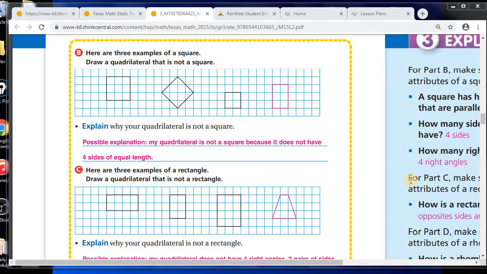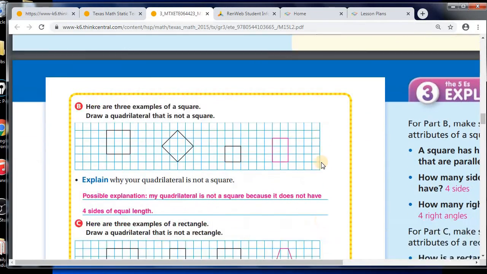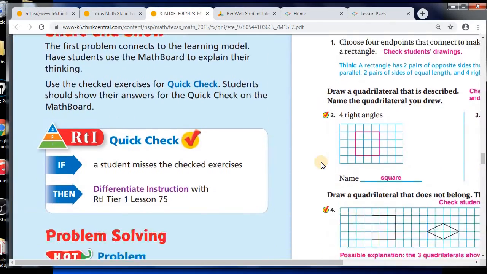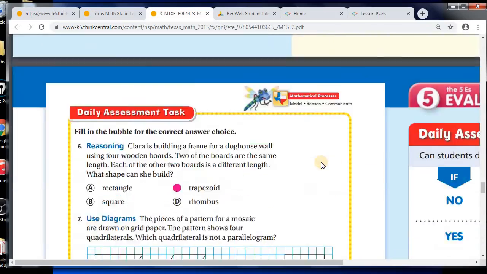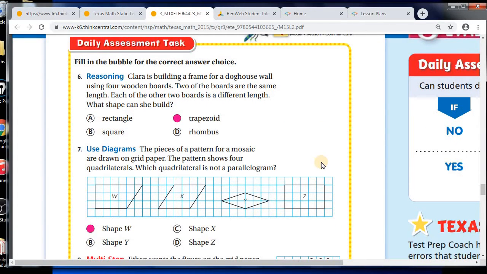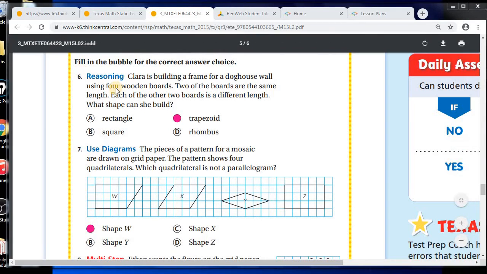Okay, we are reviewing 15.2, your daily task assessment and your homework review. So let's go ahead and get started with your daily task assessment, and we'll move on to your homework review. So let's look at question number 6.